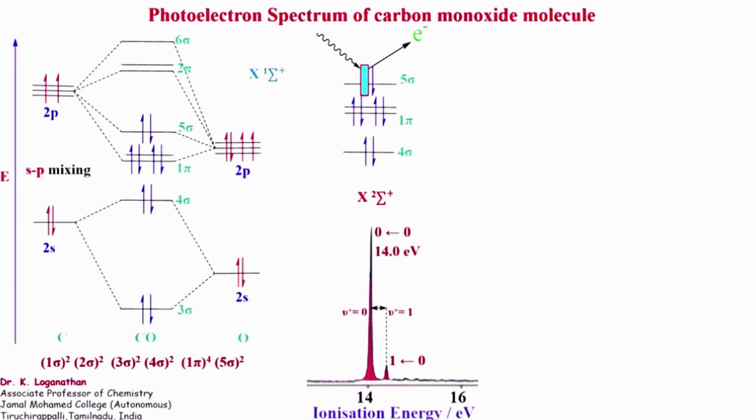The vibration spacing of CO⁺ in the X ²Σ⁺ state is 2180 centimeter inverse, whereas the vibration spacing of carbon monoxide molecule is 2170 centimeter inverse. There is no appreciable change in vibration spacing, indicating that the 5σ orbital is not deeply involved in bonding and it is mainly a non-bonding orbital.